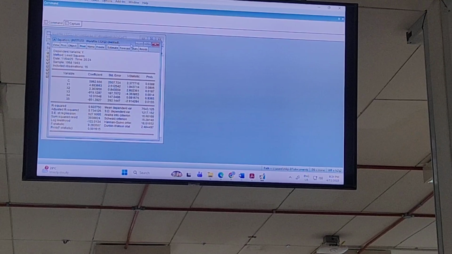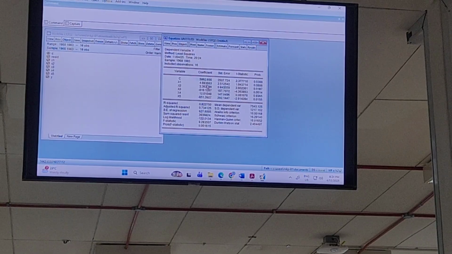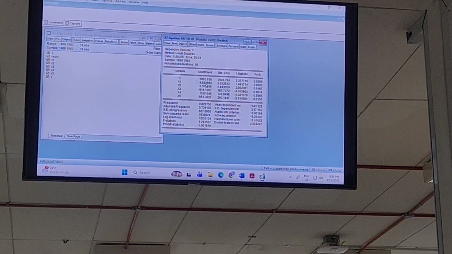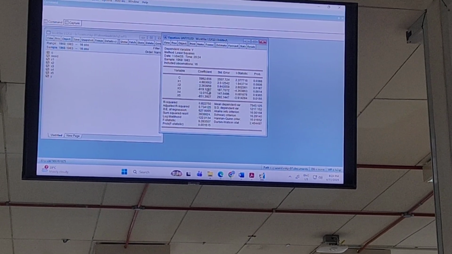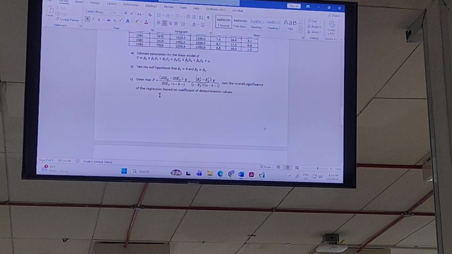So okay, you have your slope, also you have the intercept, and then beta 1. This one is the estimate of beta 1, or we call it beta 1 hat. This one is beta 2 hat, beta 3 hat, beta 4 hat, beta 5 hat. And then test this hypothesis.